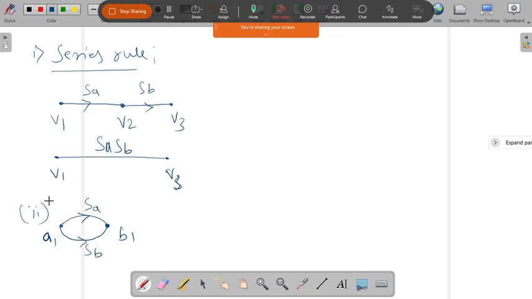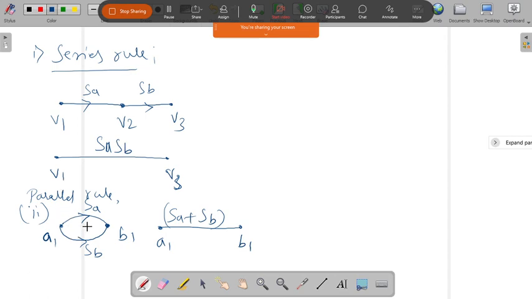Okay, so this is called the parallel rule, where we can represent from A1 to B1. If the signal is flowing like this, we can write SA plus SB. So we can add the two multiplying factors of the particular branches, the two branches between A and B1.